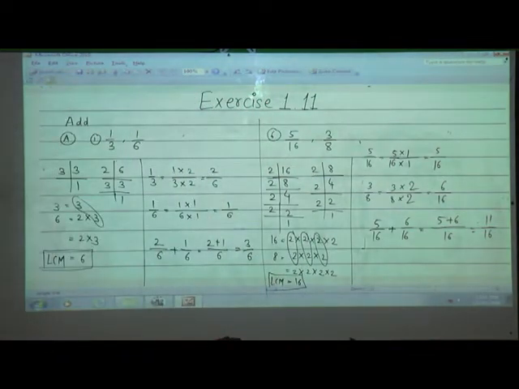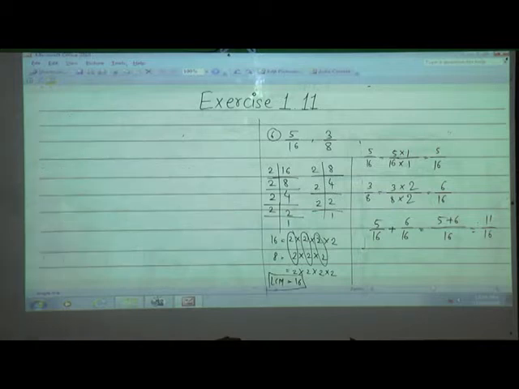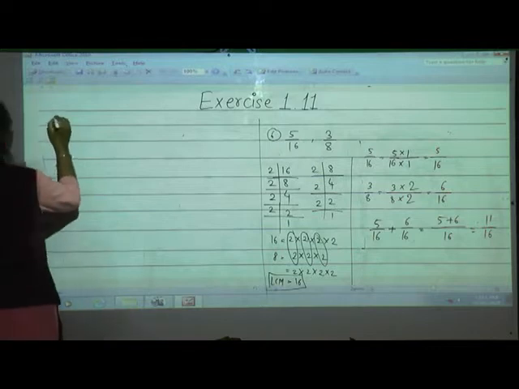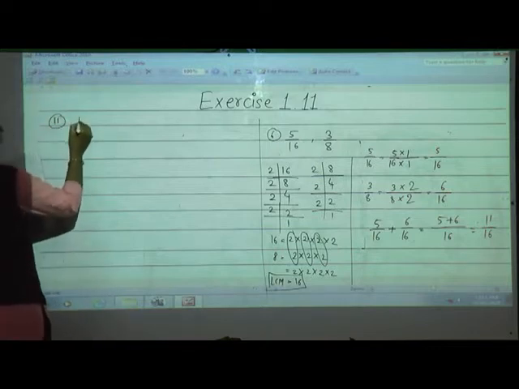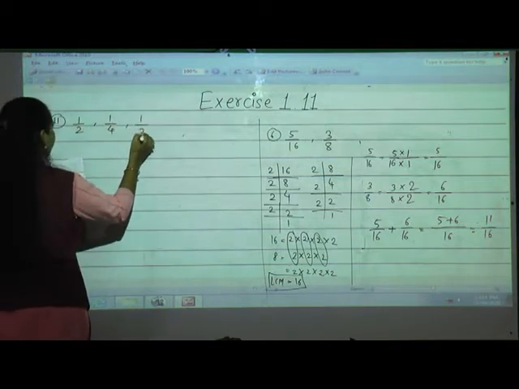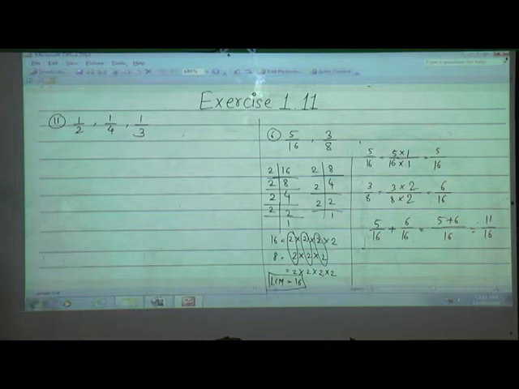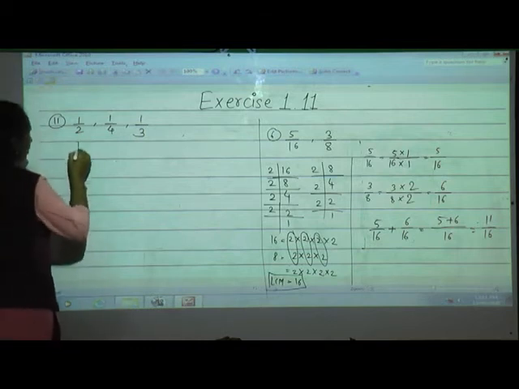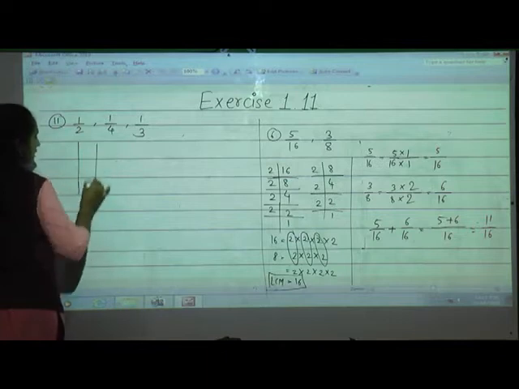Now 2 more examples I will solve for you, students. Now I will take the 11th one. What is the 11th one? 1 upon 2, comma, 1 upon 4, comma, 1 upon 3. See, there are 3 fractions. The 3 fractions are different, so we need to find the LCM.